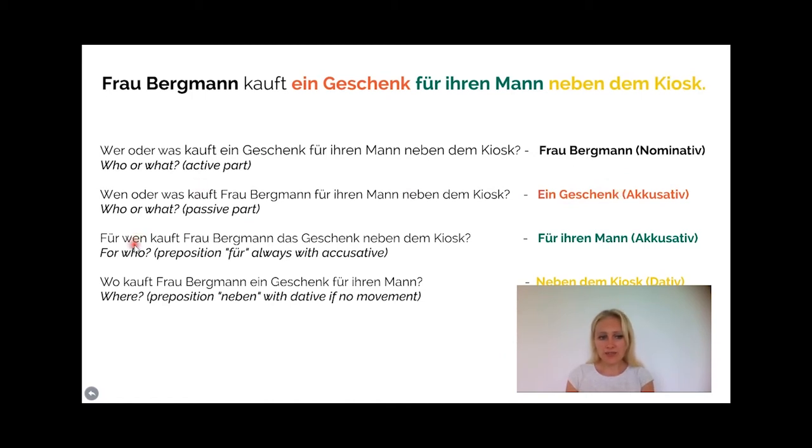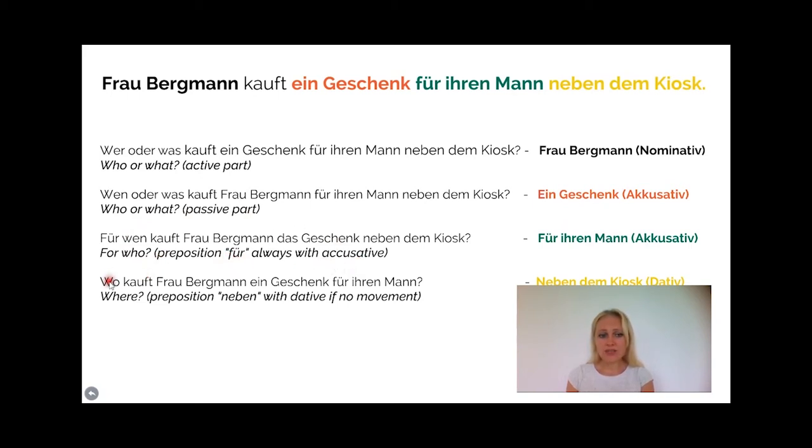The next question is, für wen kauft Frau Bergmann ein Geschenk neben dem Kiosk? It means for whom, or for who is she buying? It would actually be for whom, I think, in English. But it's about the preposition here, right? Because für wen means for whom, and this is a typical accusative preposition. So for whom is she buying the present next to the kiosk? And the answer is für ihren Mann. Okay, it's the accusative object. As you see here, the preposition für always goes with the accusative case.